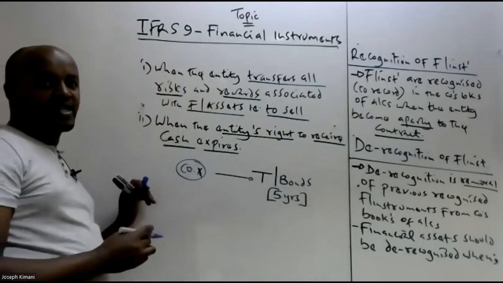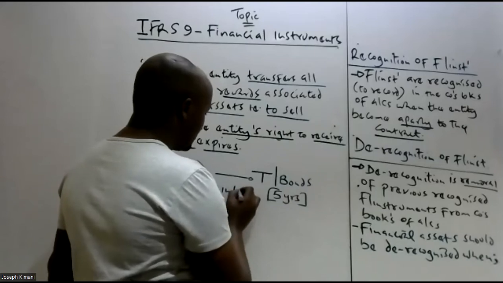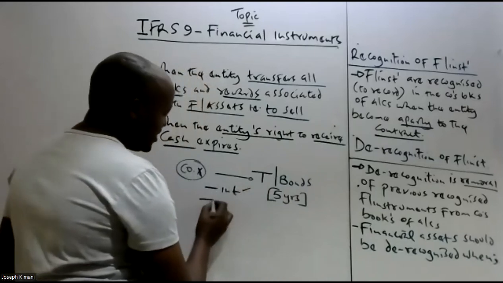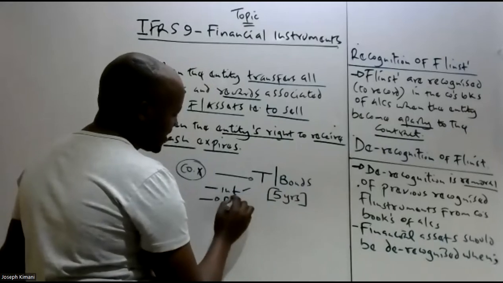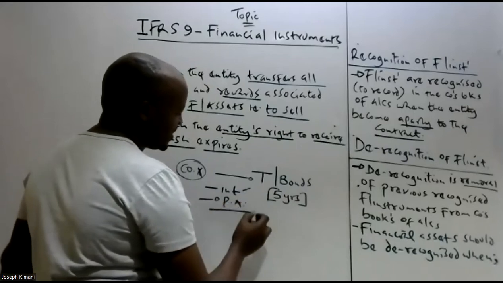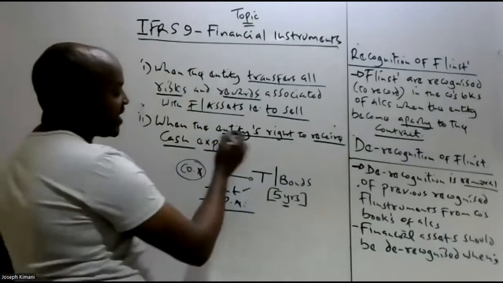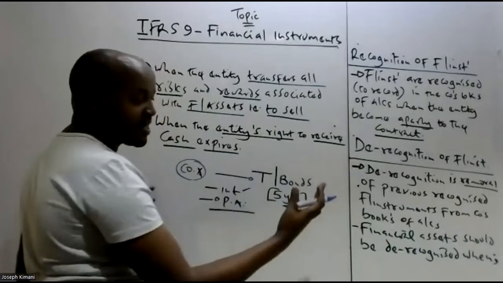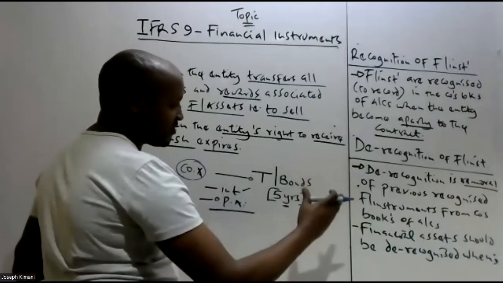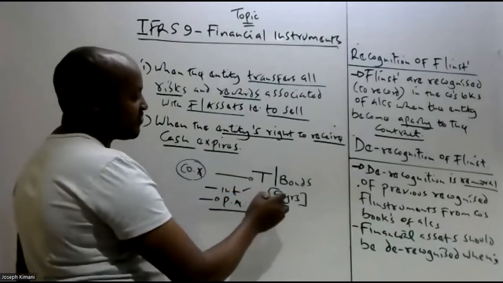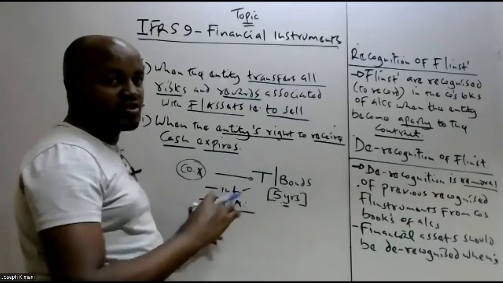Remember, this company will be entitled to receive interest for the next 5 years, and then at the end of the 5th year, it will be given back the principal amount it had invested. So basically, at the end of the 5th year, the company's right to receive cash will come to an end. The company will have been paid interest for the 5 years, and at the end of the 5th year will be given back the principal amount. That company cannot continue receiving cash.